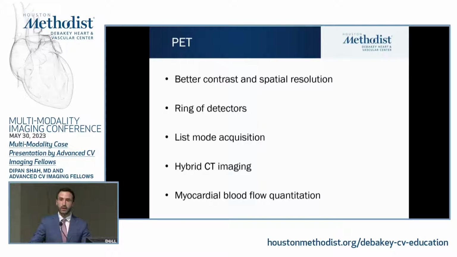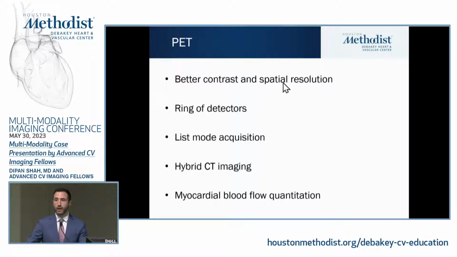We have a ring of detectors, and positrons annihilate in the body when they interact with an electron, and they do what's called coincidence detection. So you have 2 gamma photons 180 degrees apart, and that ring of detectors can detect by picosecond exactly where that photon is coming from. So that's another reason why it has such improved spatial resolution.